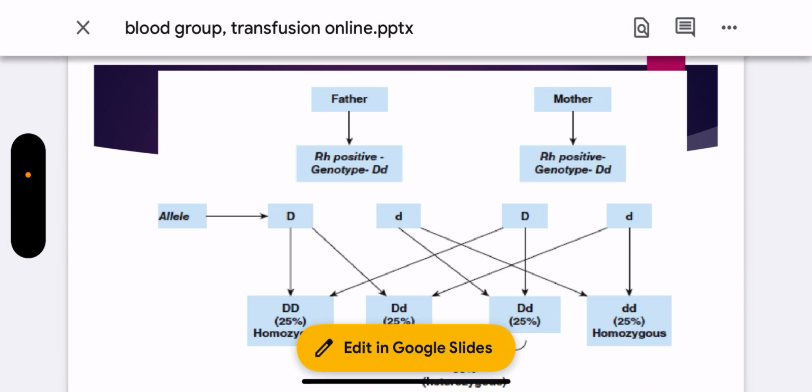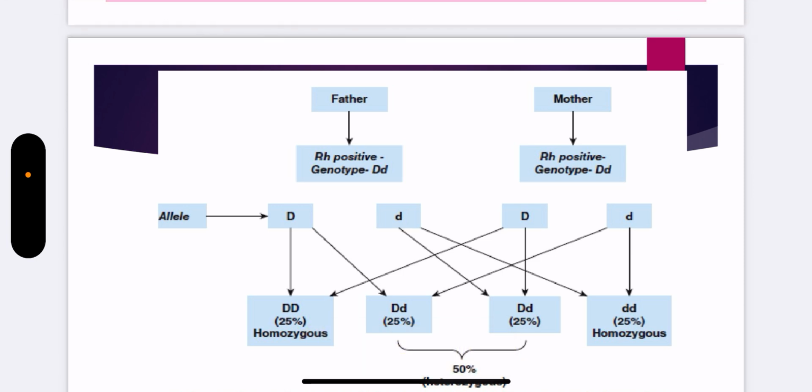So this figure describes the pattern of inheritance. If the father is Rh positive by genotype, heterozygous, and mother is also positive by heterozygous genotype, there is 25% probability of each dominant and recessive gene being homozygous and 50% probability of having heterozygous pattern in the next generation.